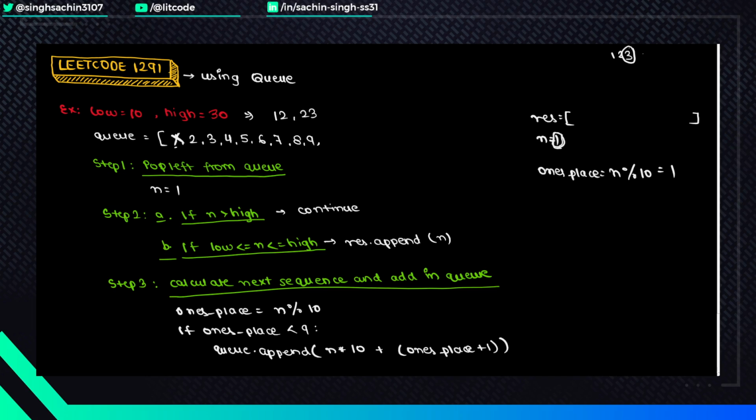Now what I'm going to do is multiply. So n was 1, and ones place is also 1. So now I will multiply n by 10 and add ones place plus 1. Ones place plus 1. So it will become 10 plus 2, which will end up as 12, which is correct, right?